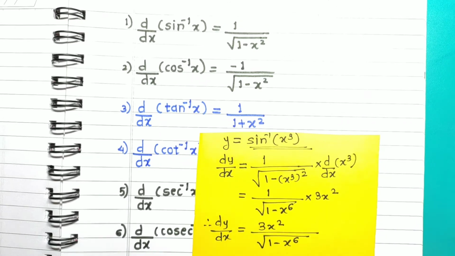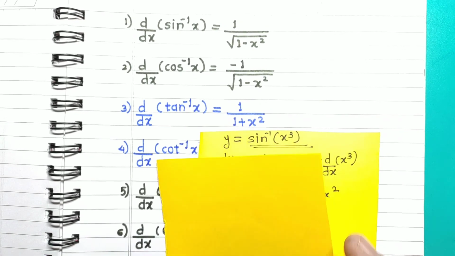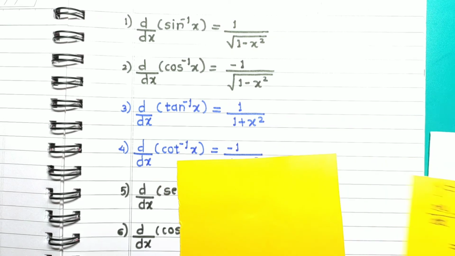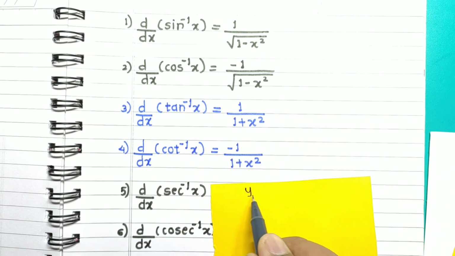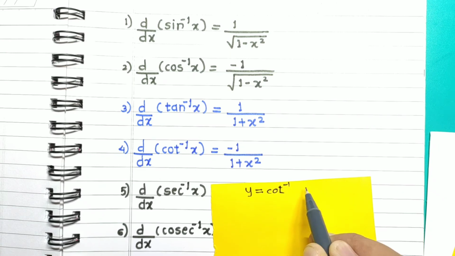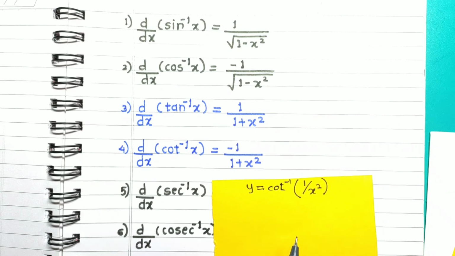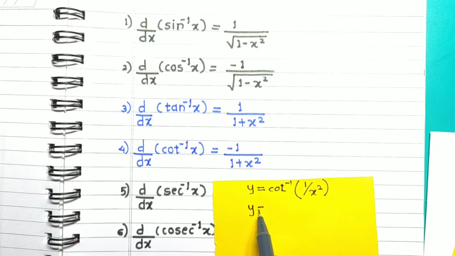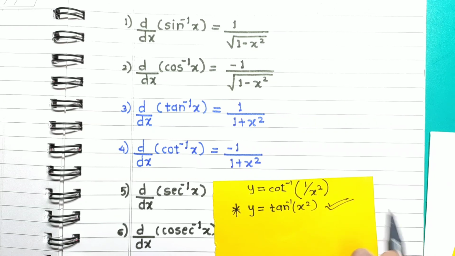Let's see one more example. Consider y is equal to cot inverse of 1 upon x square. So using the property of cot inverse of 1 upon x, we can write this y function as tan inverse of x square. You note this step properly. We have used the property here.